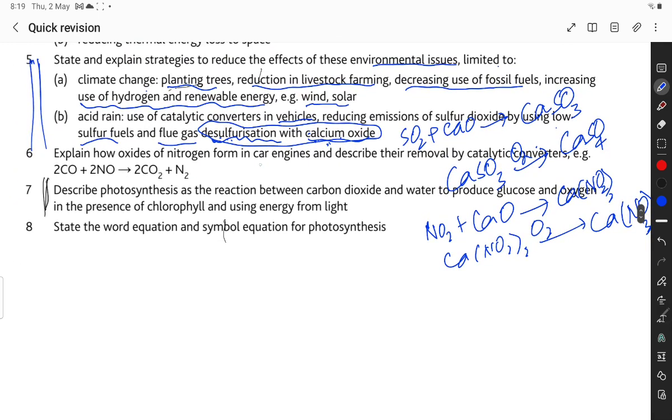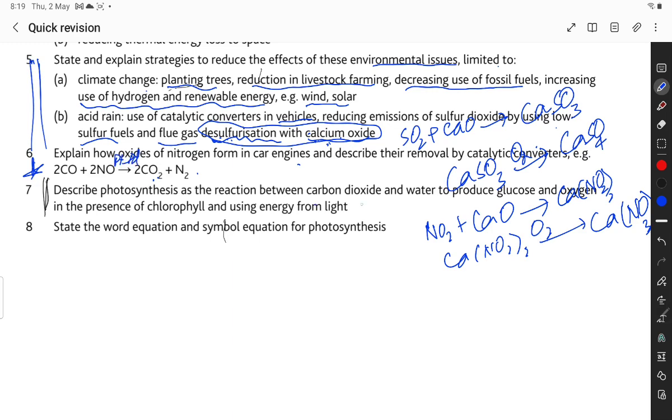Explain how oxides of nitrogen form in car engines and describe their removal. Incomplete combustion of fuel in a car engine produces nitrogen monoxide and carbon monoxide. These are reduced in the catalytic converter and converted into less harmful gases like carbon dioxide and nitrogen. This reaction is very important. Please learn this reaction, which takes place in the presence of platinum and palladium.